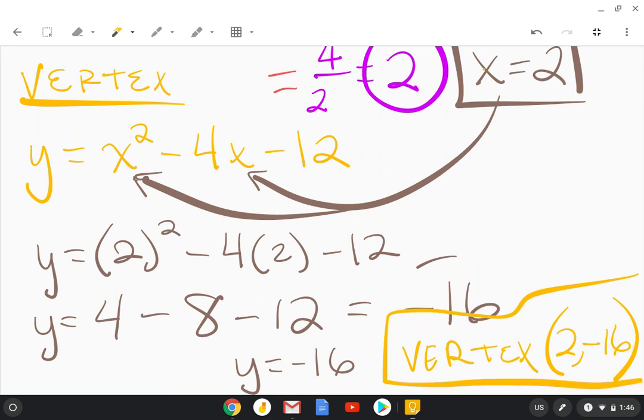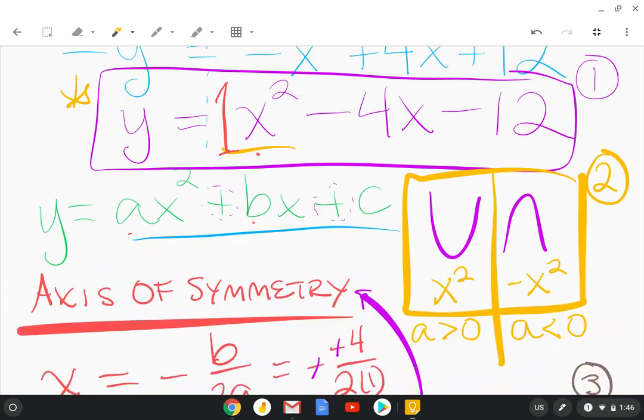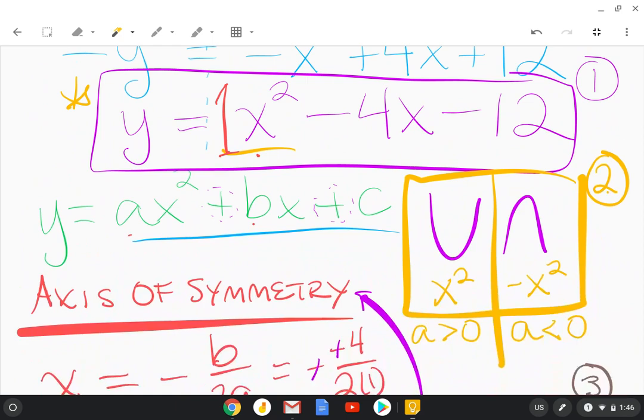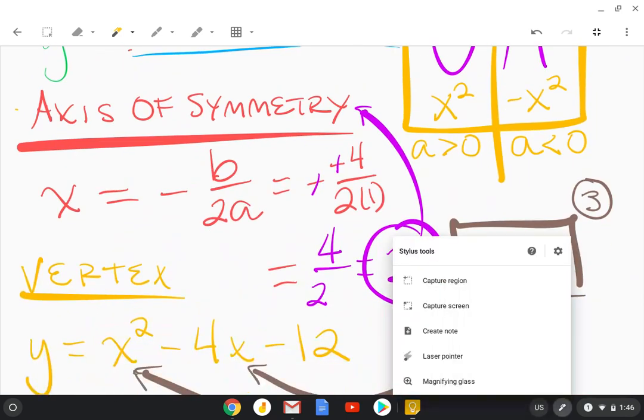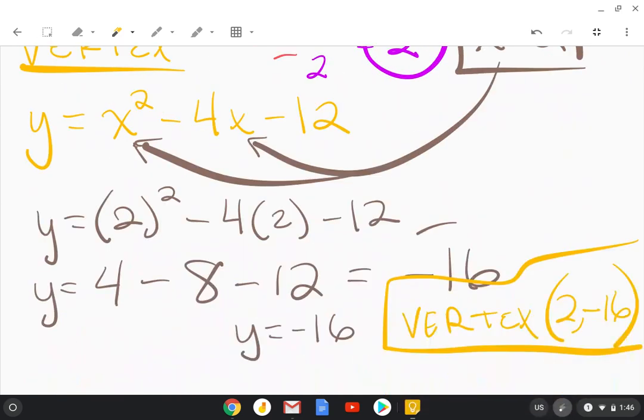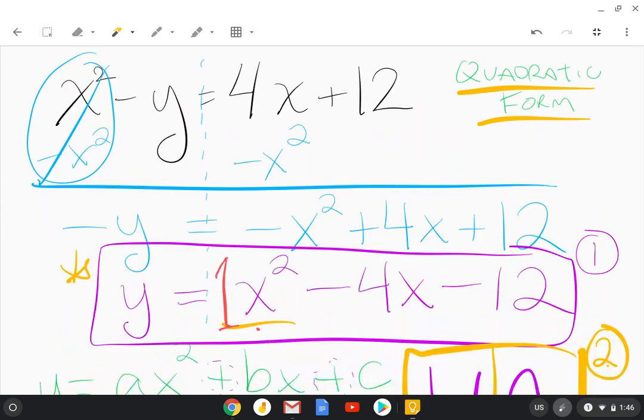All right, so we're going to pause there. I'm going to go back up here and talk about what we've done so far. I've shown you how to put things in quadratic form by rearranging the equation. Then we took that information and found out how the graph opens, what the axis of symmetry is, and what the vertex is. Now we're going to jump over to the Desmos graphing system. Let me open this up.